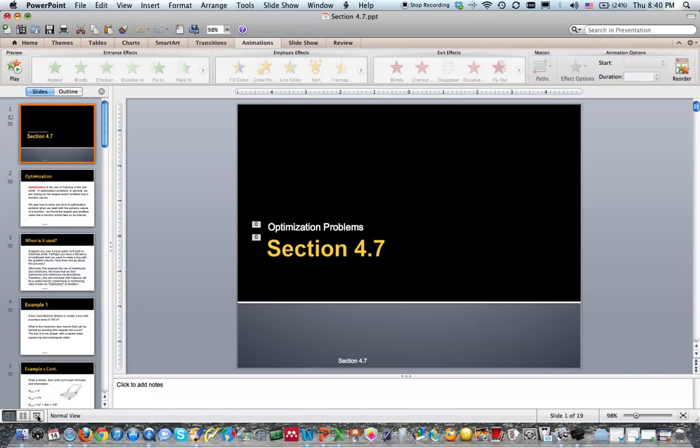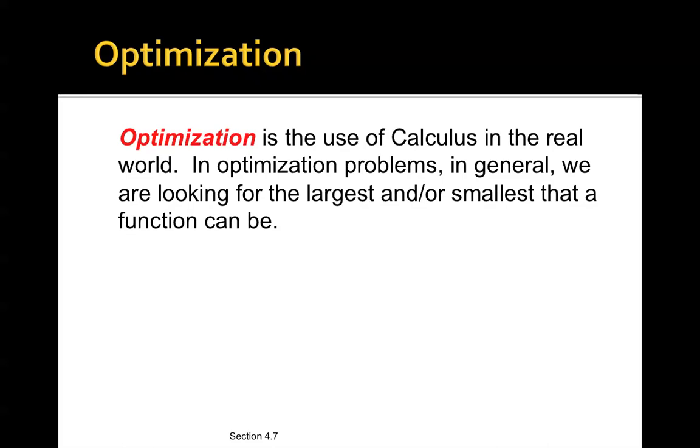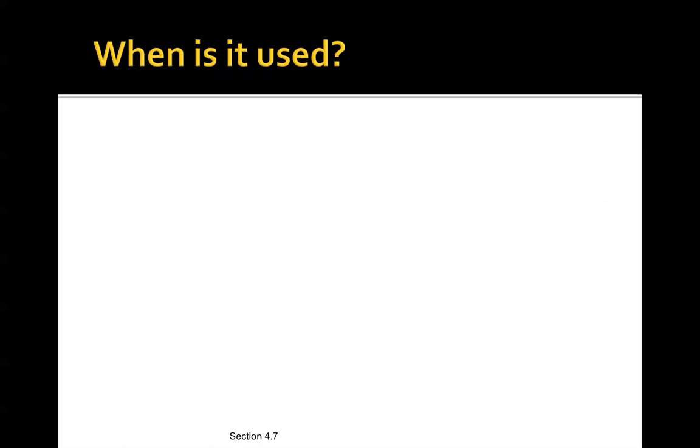4.7 Optimization Problems. Optimization problems are a use of calculus in the real world. It is when we want to find the largest and/or smallest that a function can be. So we've already seen how to solve one optimization problem when we dealt with the extreme values of a function. We found the largest and the smallest value that a function would take on an interval.